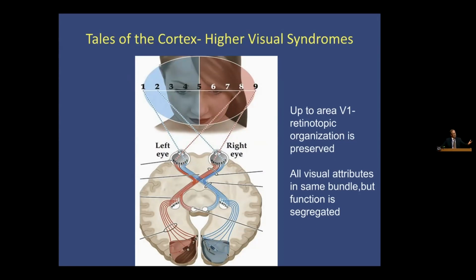These attributes, remarkably, that were just talked about, are carried in a single bundle on their way, but they're segregated in that bundle. And note that once these projections reach the primary visual cortex, there is a cortical magnification factor. Central vision is so important that 60% of the visual cortex is dedicated to those central 10 degrees.